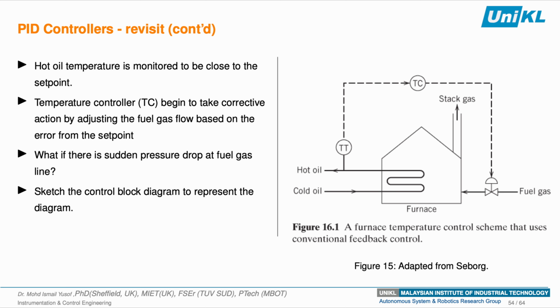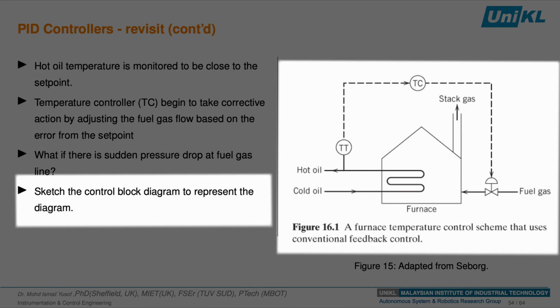Only after the control system detects a decrease of hot oil temperature does the temperature controller, which is TC, begin to take corrective action by adjusting the fuel gas flow based on the error from the set point, which can result in very sluggish responses to changes in fuel gas supply pressure. This disturbance is clearly associated with the manipulated variable. This disturbance effect can be overcome using a cascade control system, which will be covered in a separate lesson.